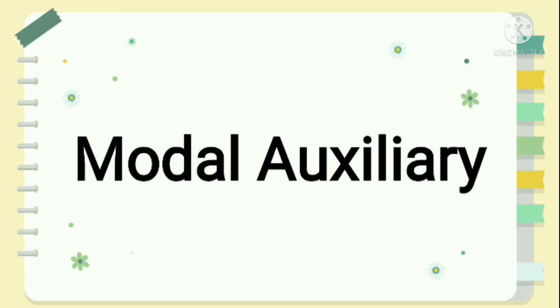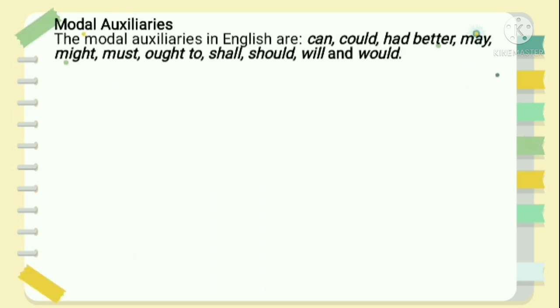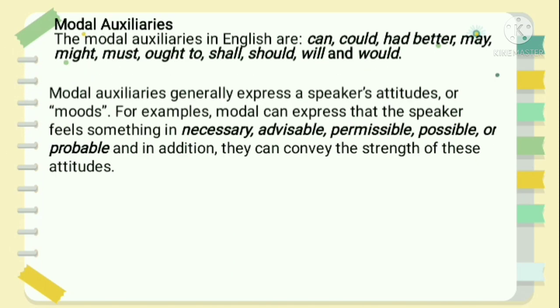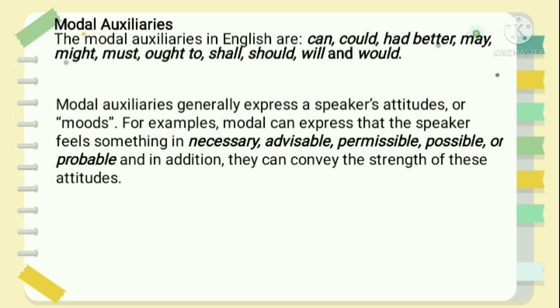Modal auxiliary. Modal auxiliaries in English are can, could, had better, may, might, must, ought to, shall, should, will, and would. Modal auxiliaries generally express a speaker's attitudes or moods. For example, modals can express that the speaker feels something is necessary, advisable, permissible, possible, or probable. And in addition, they can convey the strengths of these attitudes.